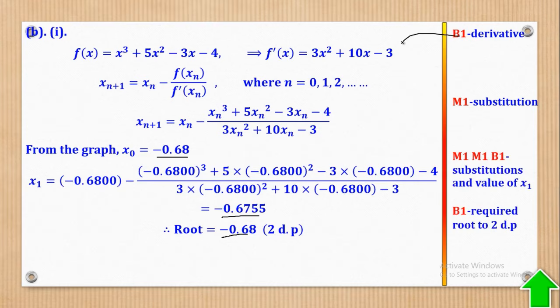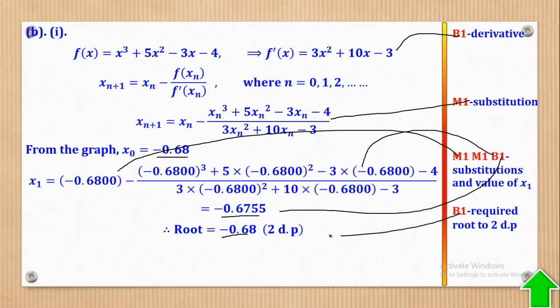B1 for the derivative, M1 for substitution, M1 for this part, M1 for this part, B1 for the output, B1 for the required root.